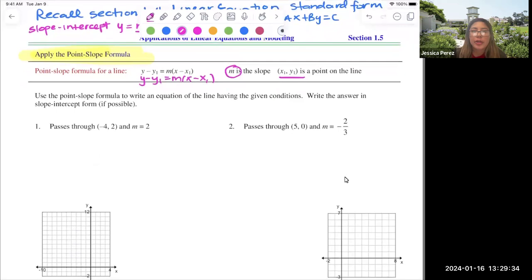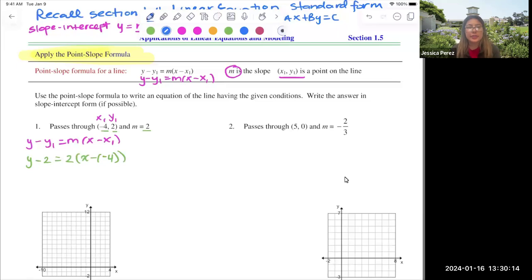On that first part, it says, use a point slope formula to write an equation of the line having the given conditions. Write the answer in slope intercept form if possible. So we already know a point x1, y1, and we know the slope is 2. So we do y minus y1 equals m times x minus x1. We're just going to apply what we learned, substituting x1 and y1 and m, our slope. So it's going to be y minus 2 equals 2 times x minus negative 4, by substitution.